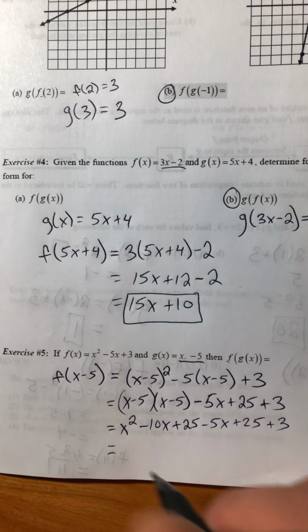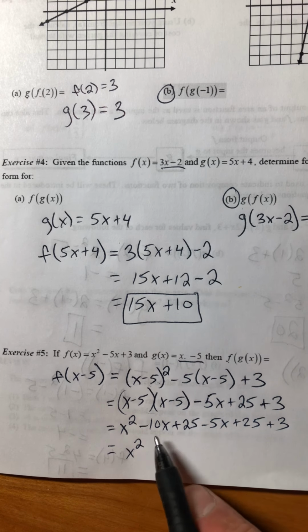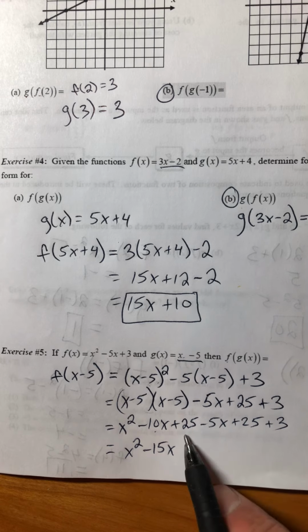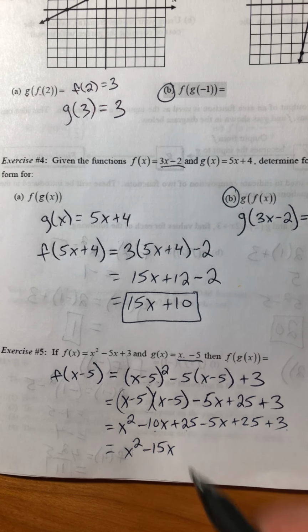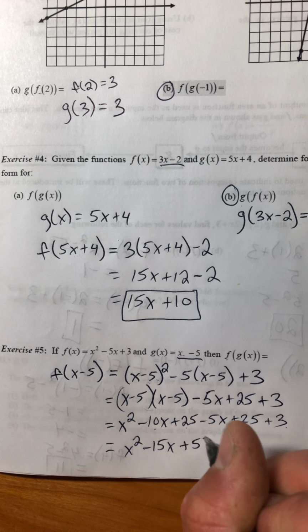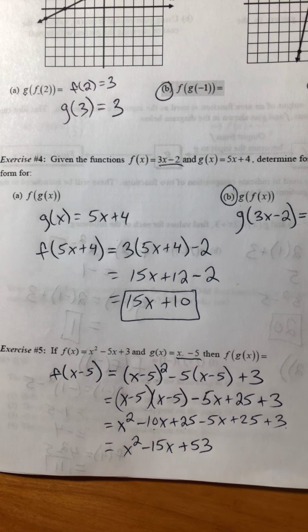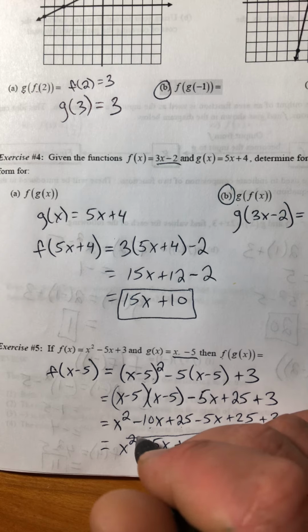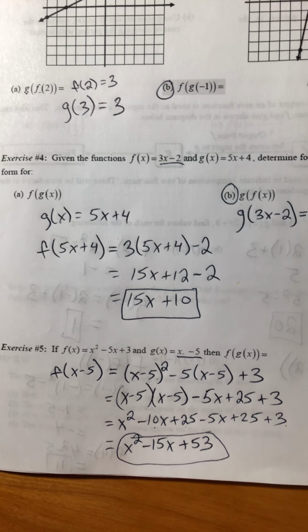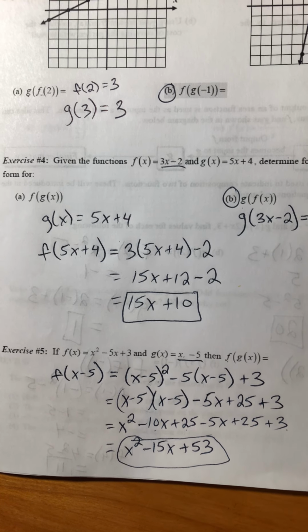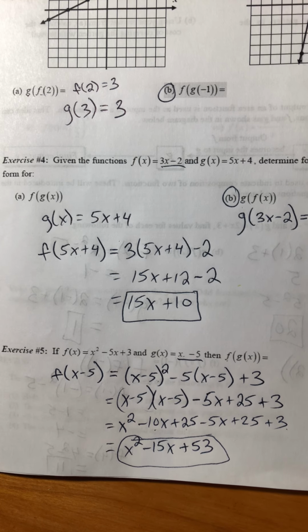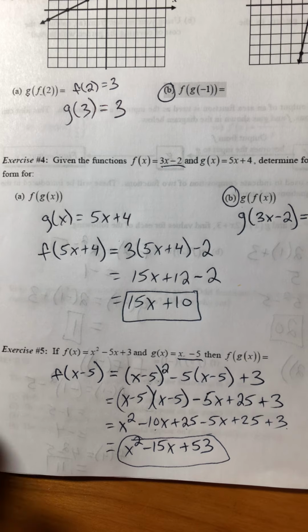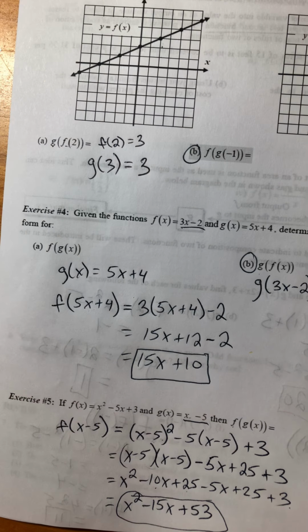All right, x squared minus 10 minus 5 is minus 15x. 25 plus 25 plus 3 is 53. So f of g of x equals x squared minus 15x plus 53. Whoops, just crossed it off. All right, it takes a little practice, get used to it. Again, be careful with this notation. You're not multiplying, you're inserting things, all right? Simplifying. It's good enough for notes.